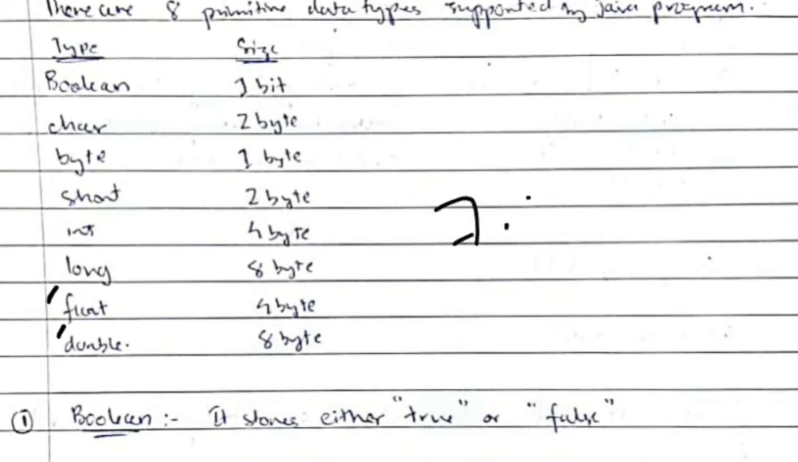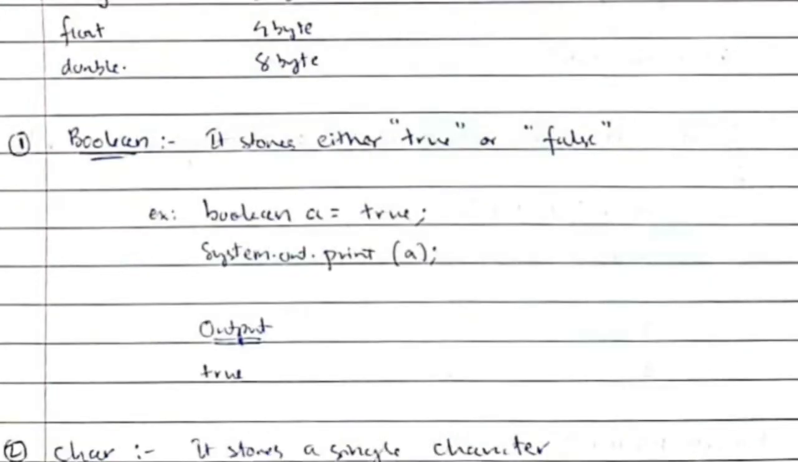If you have to store something like 7.58, at that time you can use float. If you have to store bigger decimal numbers with 10 or 12 floating digits, at that time you have to use double. It can store 8-byte decimal numbers. Okay, so let's see an example for each of these.